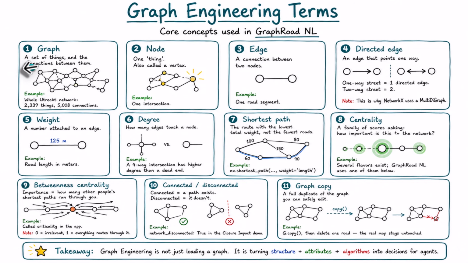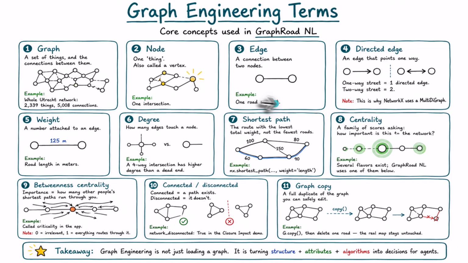A graph is a set of things and the connections between them. Example: Utrecht, Amsterdam, London, any city you want. Let's say we've got 2,000 points and then about 5,000 connections. A node is also called a vertex. It is one intersection. You have the roads, and you always have intersections and the roads that connect those intersections.